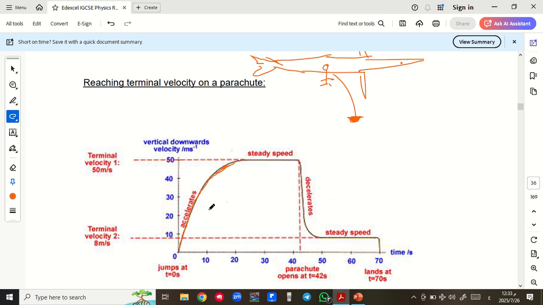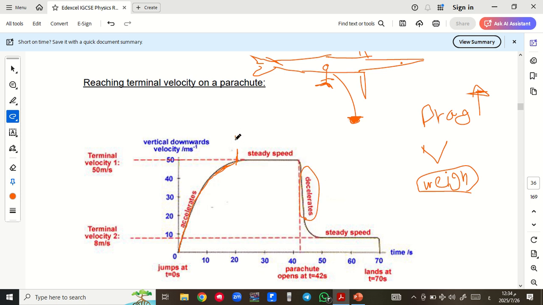We call it acceleration, or he will accelerate until he reaches a terminal velocity. When he reaches a terminal velocity, then he will open his parachute. The second he opens the parachute, the drag force which acts upwards will be higher than the weight. This causes the skydiver's speed to decelerate.